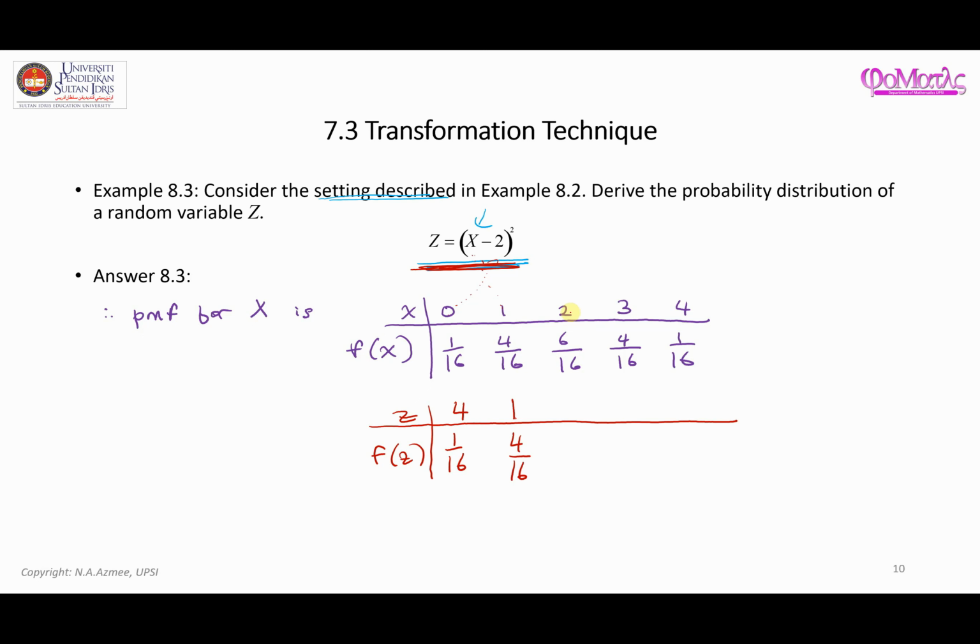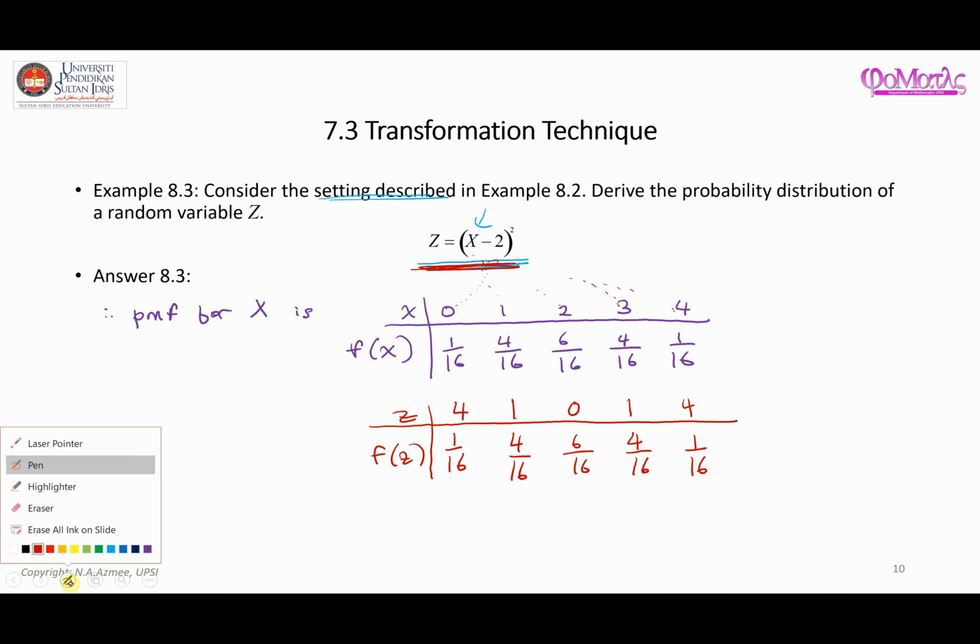Right, next, when x is 2, z is going to be equal to 0. So 0, and the probability of that is just 6 over 16. Next, when x is 3, 3 minus 2 is 1, 1 squared is 1, and the probability here is 4 over 16. And when x is 4, 4 minus 2, 2 to the power of 2 is 4, and the probability is this one, 1 over 16.